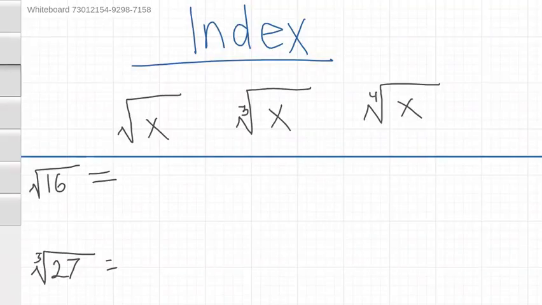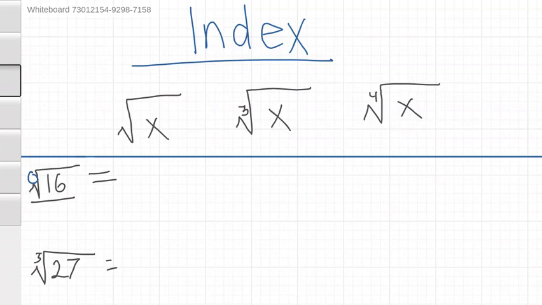The index tells you what root you are finding. Sometimes there is no index given. That means it's a square root. Let's look at blank of 16. We would look at the index and see there is none, meaning it's a square root. So what times itself equals 16?